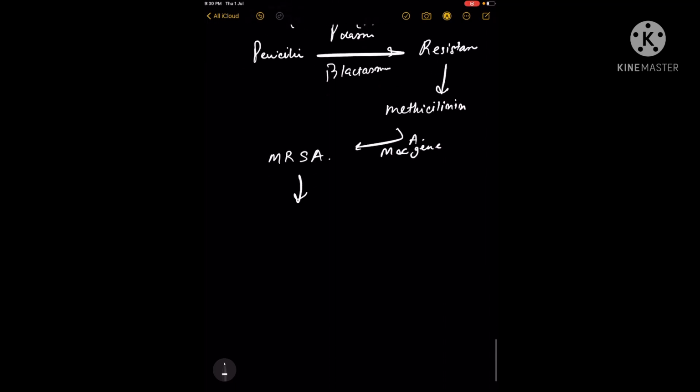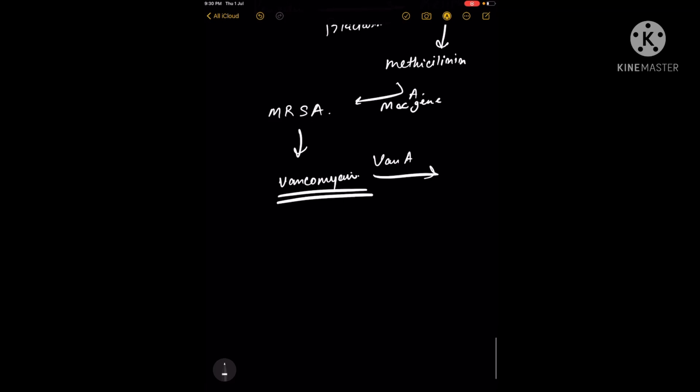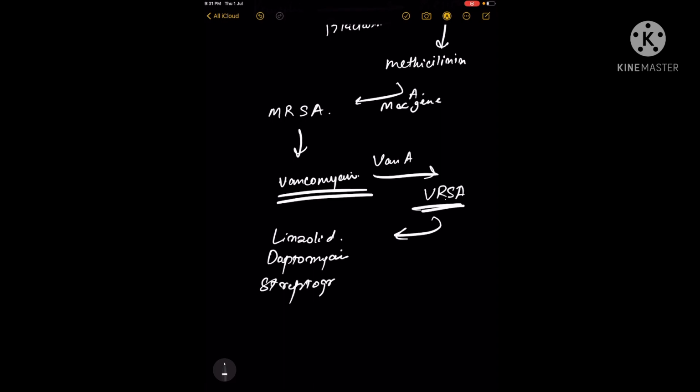So we gave vancomycin. But these clever bacteria made the VanA gene and caused vancomycin resistance too. So it resulted in VRSA, that means vancomycin resistant Staphylococcus aureus, and now we are left with linezolid, daptomycin, streptogramin, and mupirocin.